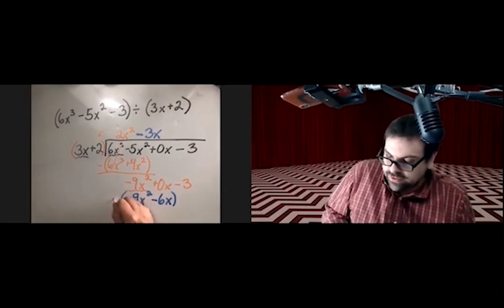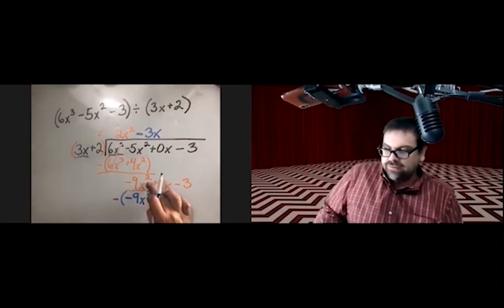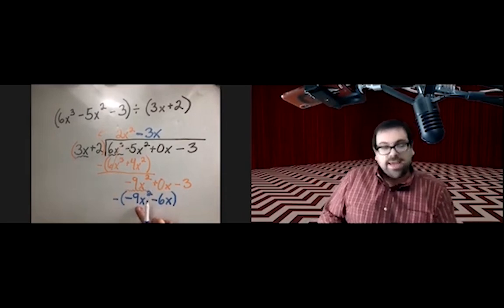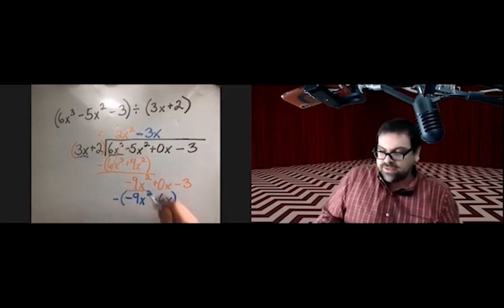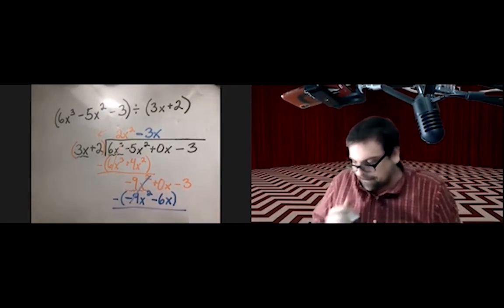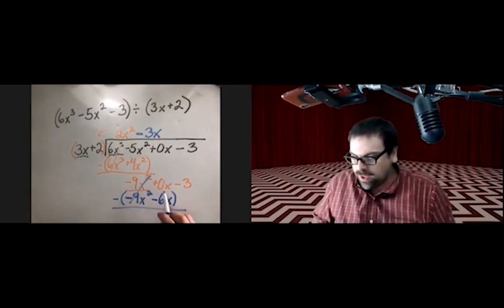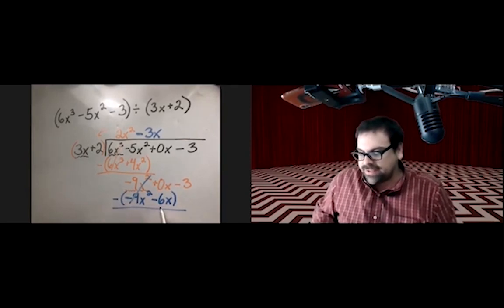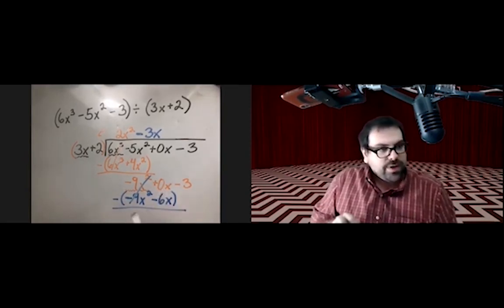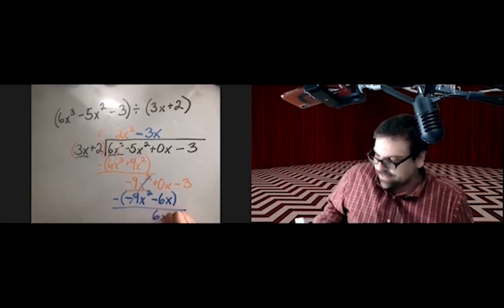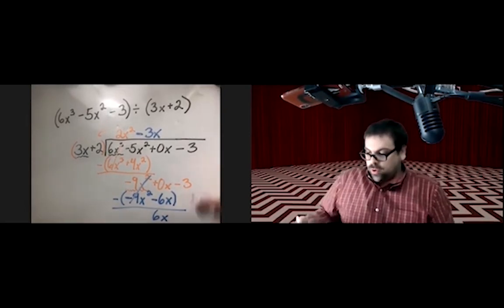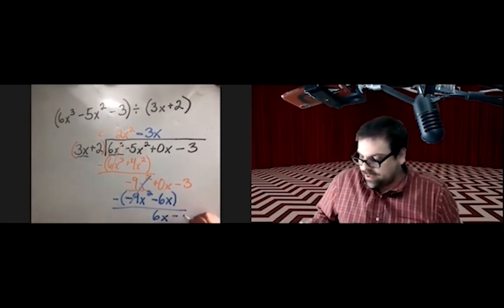We're going to subtract the whole thing. Negative 9x squared minus negative 9x squared is negative 9x squared plus 9x squared. That goes away. 0 minus negative 6x. That would be 0x plus 6x, or positive 6x. Bring down the minus 3.